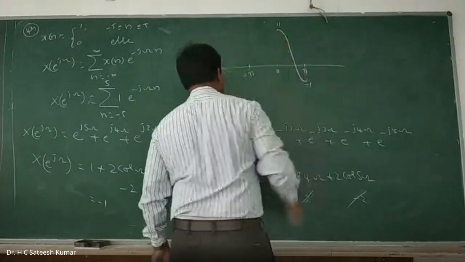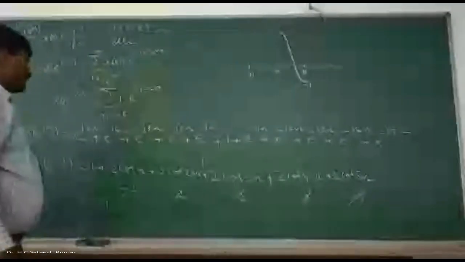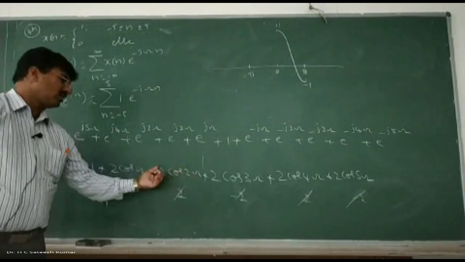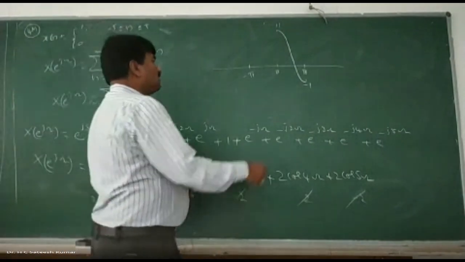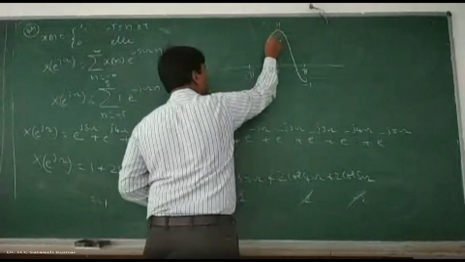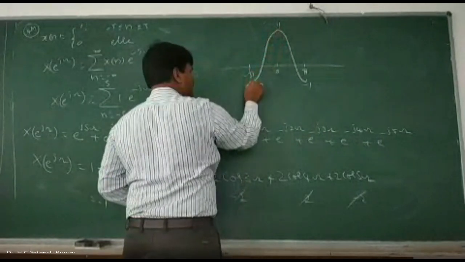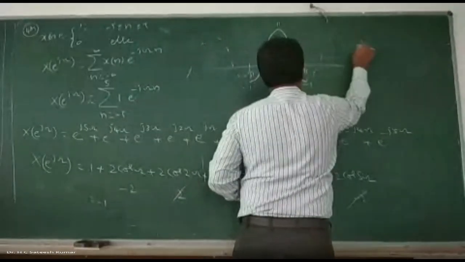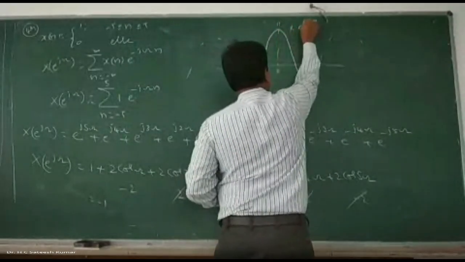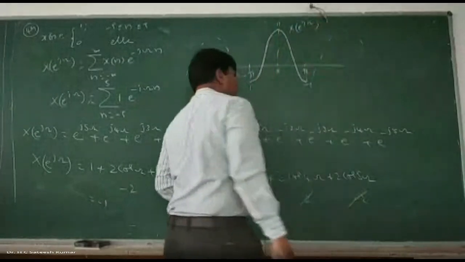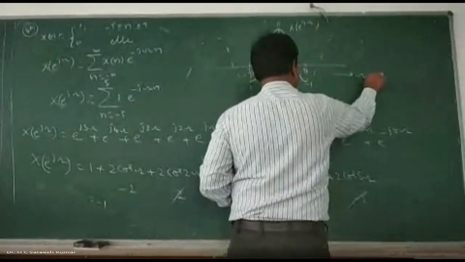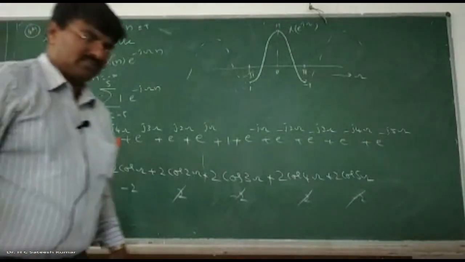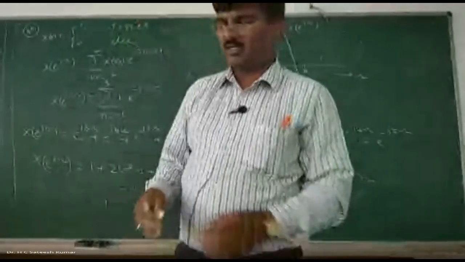What about minus pi? Cos of minus theta is cos theta only, so that also will become the same value, and at minus pi its value is minus 1. Further it will repeat. So this is the spectrum for X of e to the power of j omega, and this axis is omega. That's how we can find the Fourier transform of any given signal. I'll stop at this point. I'll continue in the next class.